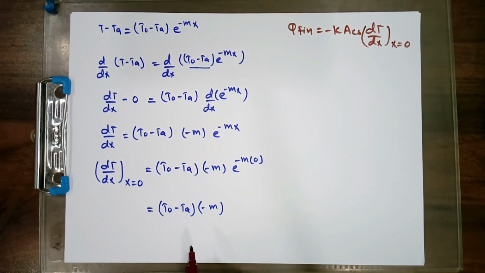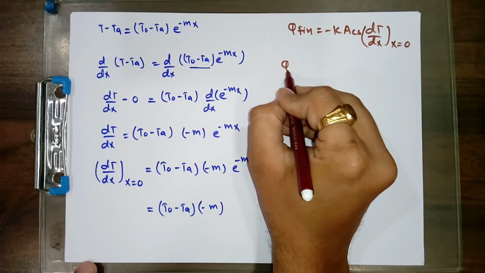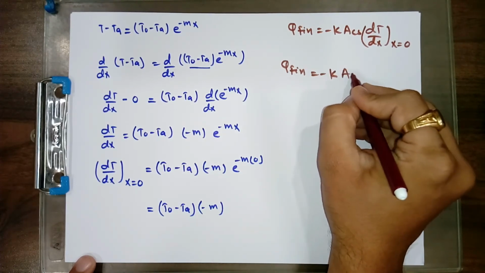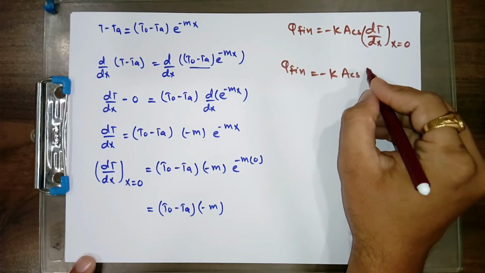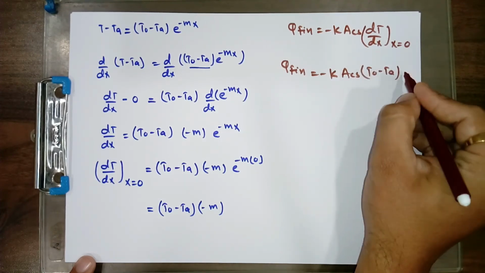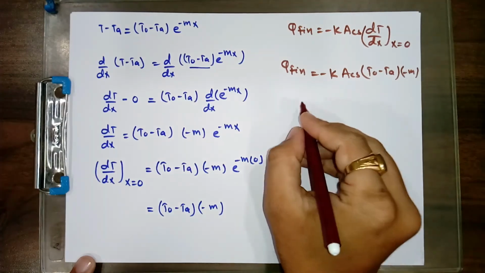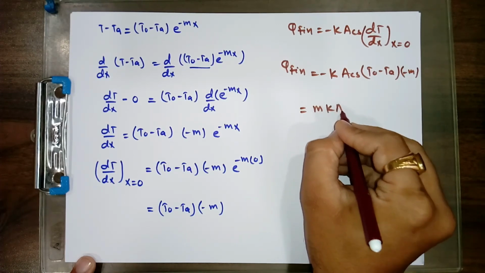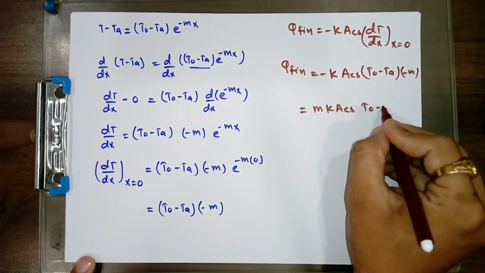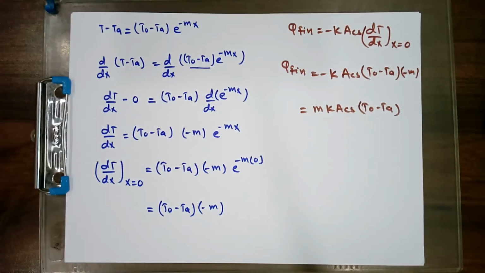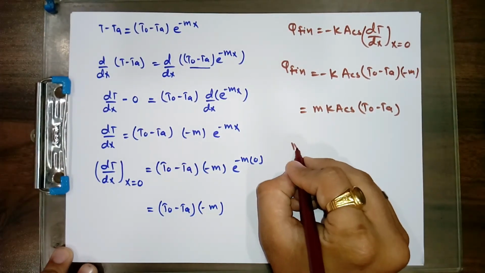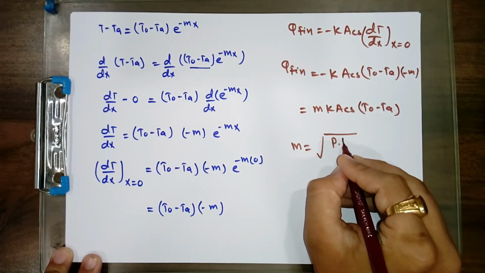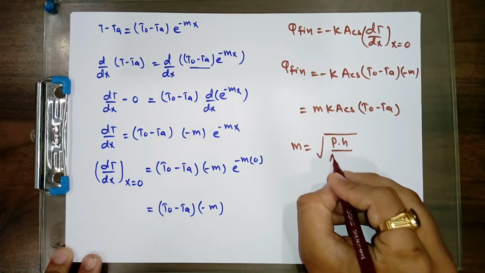So we put it in the equation. We get Q fin equals minus K ACS, then dT by dx becomes T naught minus TA into minus m. So the minus minus sign is cancelled out, we get m K ACS into T naught minus TA. If you remember the value of m, which we discussed in the previous lecture, m is the fin constant, which equals square root of P into h upon ACS into K.